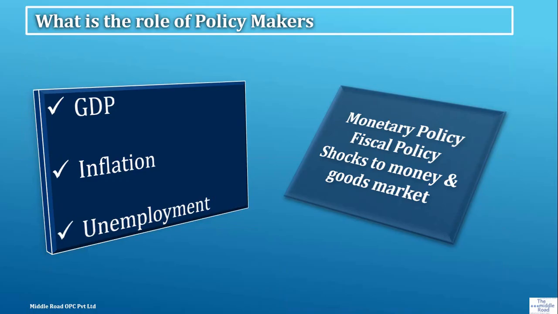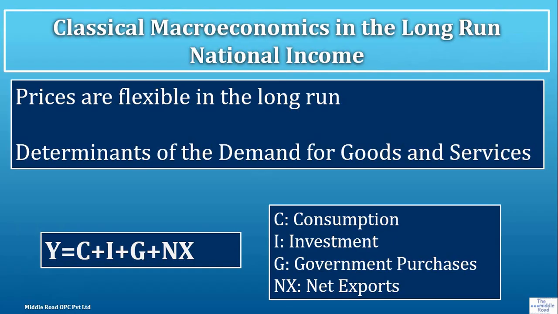Now what we see is the role of policymakers. That's why, when we talk about macroeconomics, it's very important. It's one of the biggest determinants for policymakers, in the sense that we look at GDP. Policymakers always look at GDP, inflation, and the unemployment rate. These are what central banks very closely look at, and the whole world also closely looks at. And in the short term, for aggregate demand, we looked at monetary policy, fiscal policy, and shocks to the money and goods market.